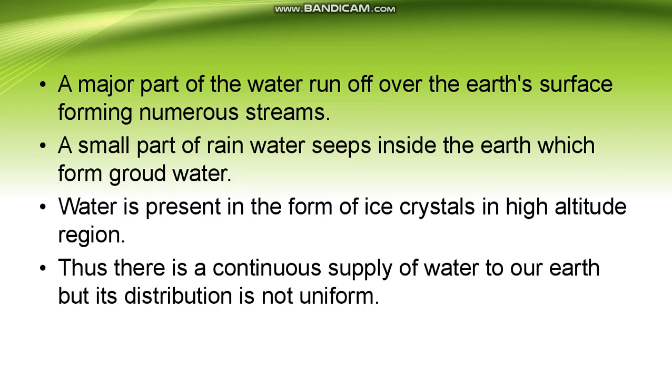So we can say that there is a continuous supply of water to the Earth, but the distribution of water is not uniform. Some areas receive heavy rainfall, but some areas receive very low rainfall. So we can regulate this resource by storing the surplus water in the largest reservoir or by any other way. To sustain life on the Earth, we should save this precious natural resource.